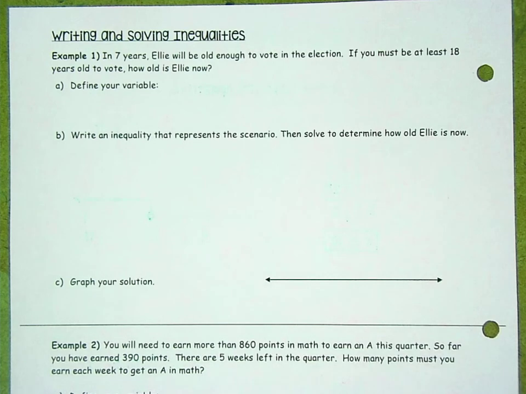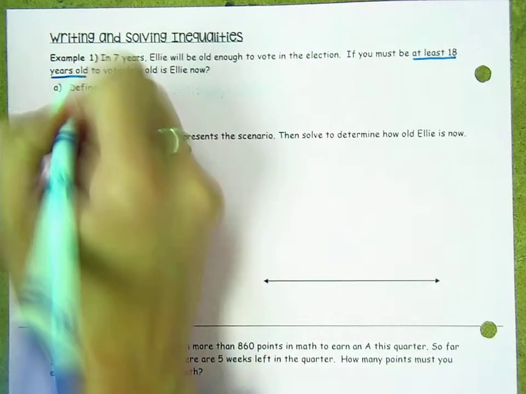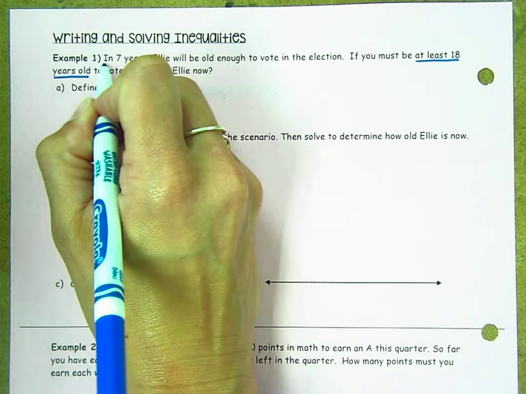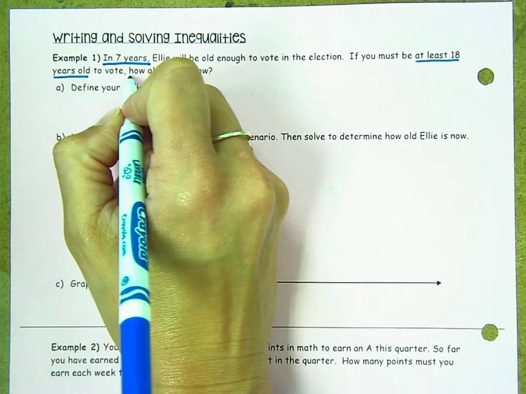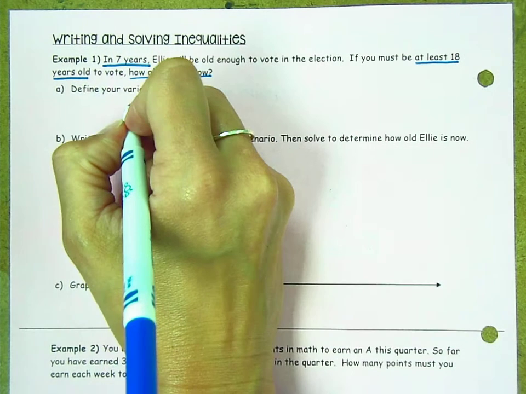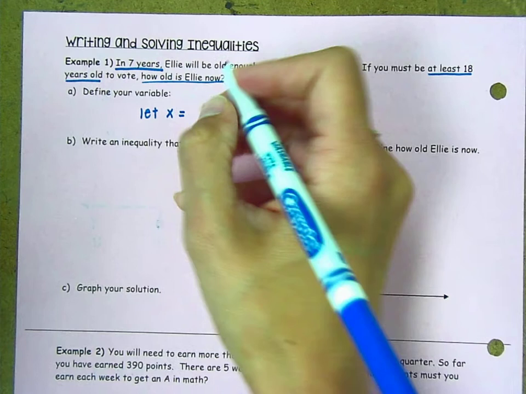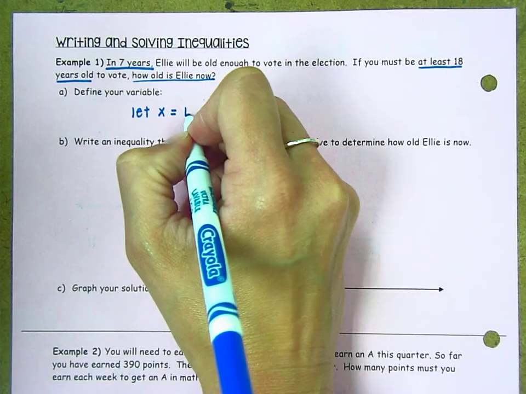So I'm going to underline some of the key things that I see here. Specifically, I'm going to underline that she has to be at least 18 years old, that in 7 years she'll be old enough, and I want to know how old Ellie is now. I'm going to start by defining my variable because we have to understand what it is that we don't know and what we're trying to find. So in this case, I'm going to let x equal Ellie's age now.